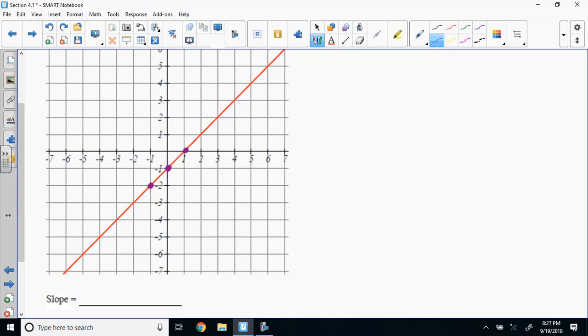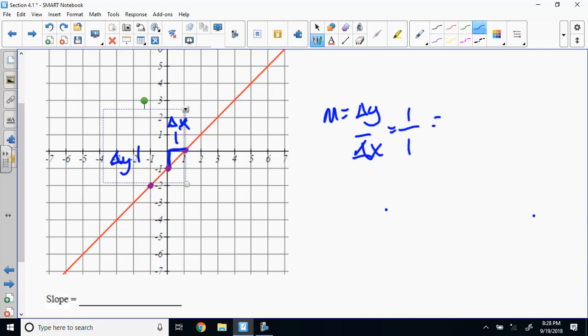So how many points are necessary in order to find slope? 2. Now I'm going to show you something. This right here is pretty cool. Just count. How far we're going up? How far we're going over? So slope is change in y over change in x, which is 1 over 1, which is what?